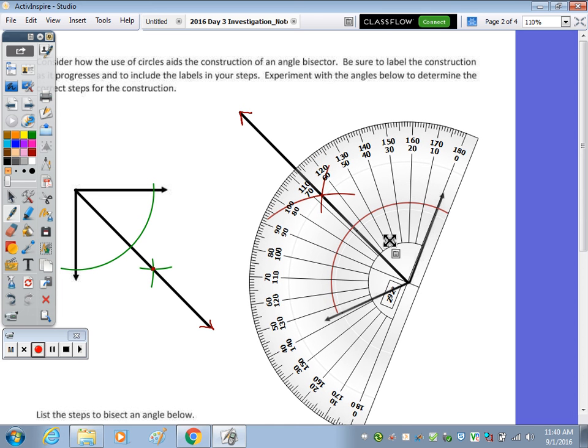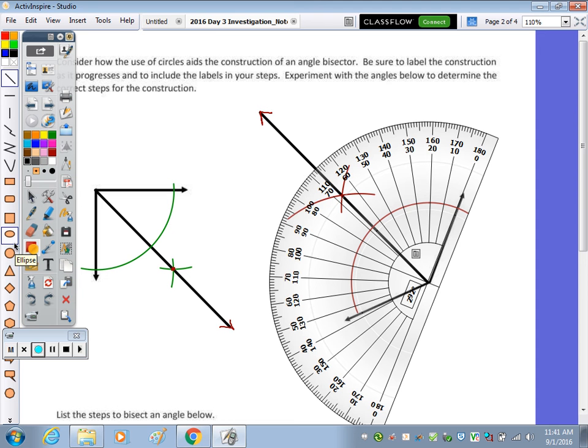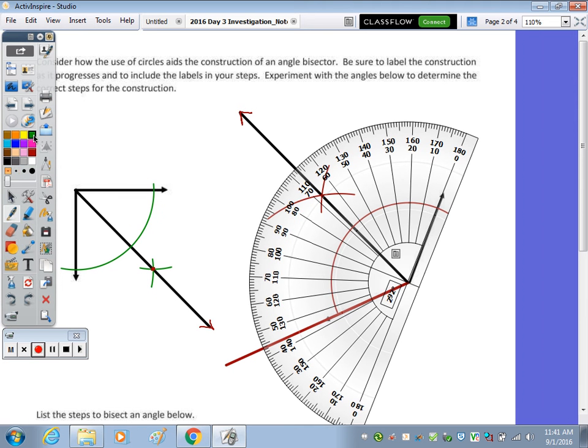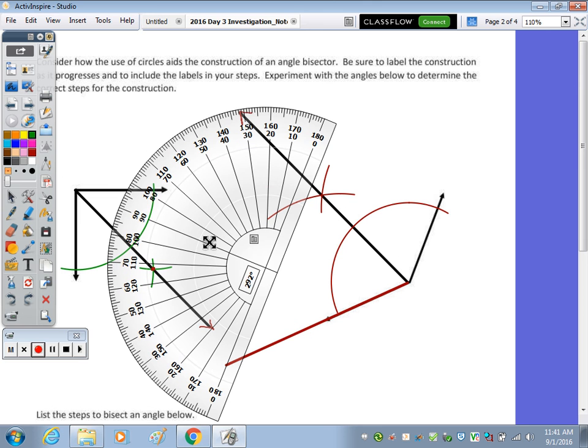And if you're having a hard time seeing exactly where it crosses, remember you can always extend that marking with your pencil so that you know where it crosses. And I have, from zero, I'm using the inner scale, from zero right here, following along to 136.